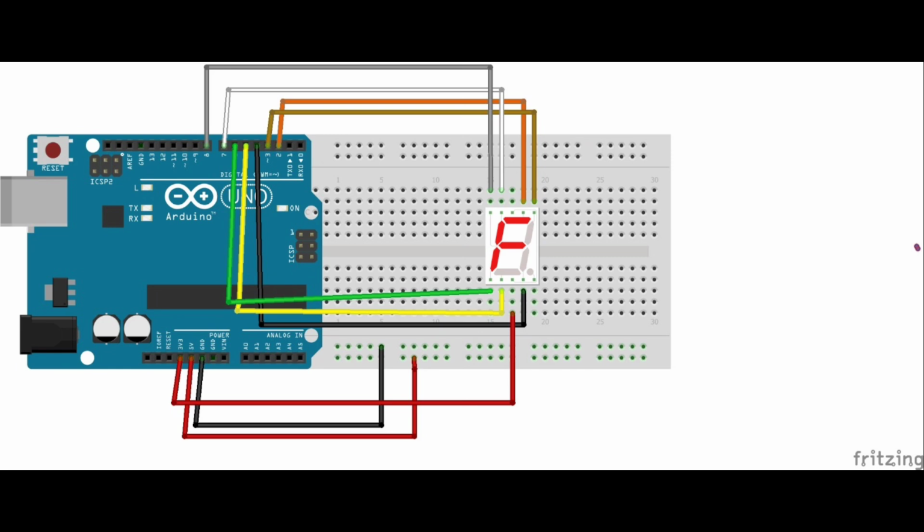Make sure to connect the common pin of the 7-segment display to a positive rail if you're using a common anode display. Now let's jump into the code.